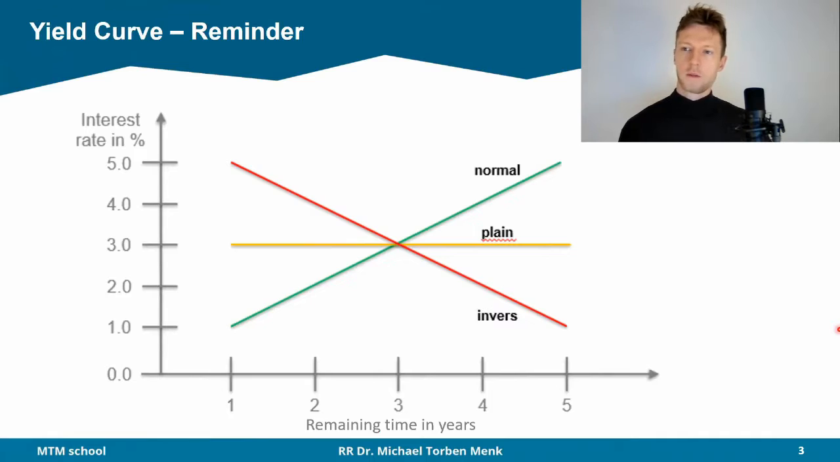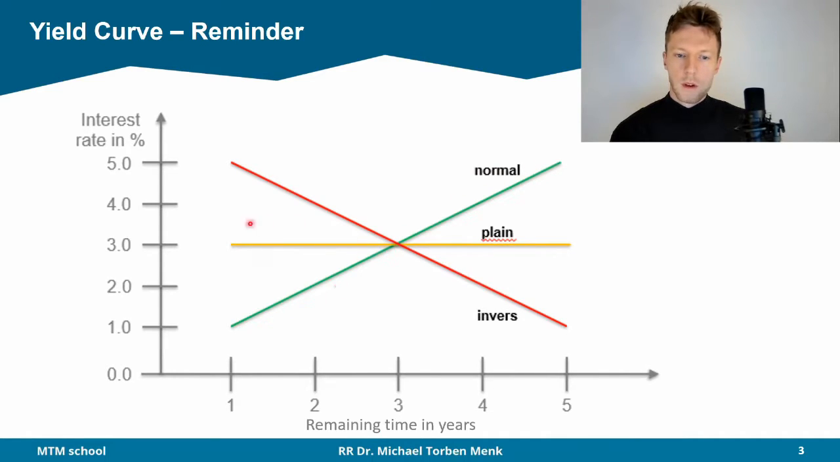So the yield curve. Again, I keep it short because this will be part of a whole course, but we have to talk briefly about it. What is a yield curve again? A yield curve can look either like this in green, the yellow one or the red one. The yield curve can be normal. Green would be the normal case of a yield curve.